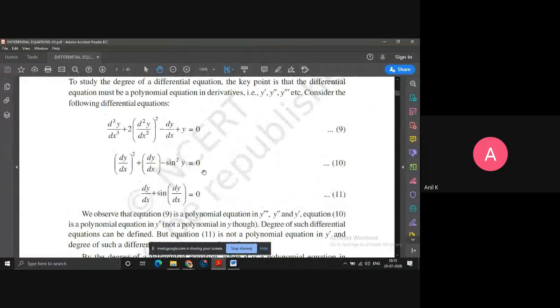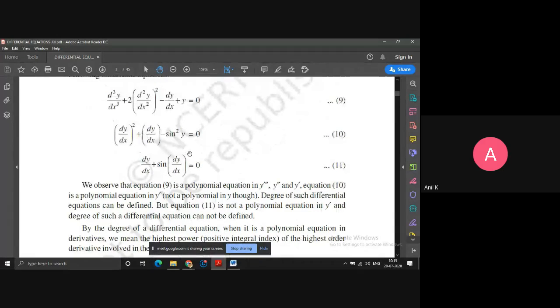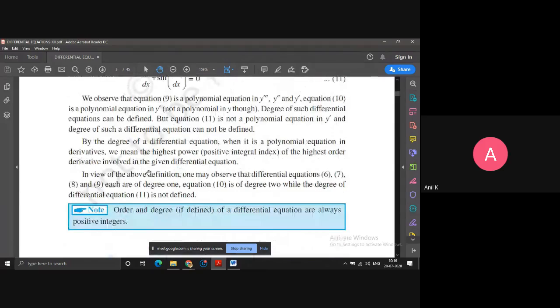So this is not a differential equation. I can say dy by dx is there, so the first order derivative exists, but the degree you cannot define. So for this expression, degree cannot be defined. Even here also, dy by dx plus sine of dy by dx, this is not a differential equation. So degree cannot be defined, but you can say order is 1 because the dy by dx term is involved.